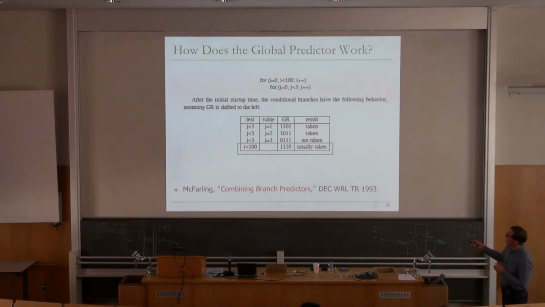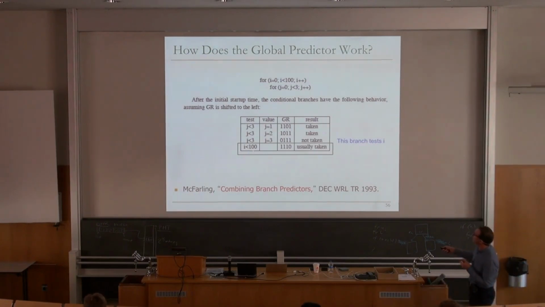You're testing this outer loop branch. This is usually taken, right? You're iterating 100 times. And you get to here. Let's assume that you've gone through the loop once. This is taken 3 times. And yeah, so basically, before we get to over here, this tests I over here.